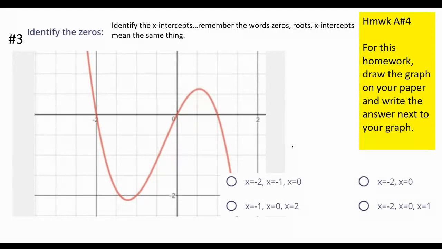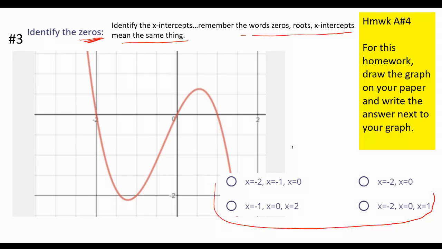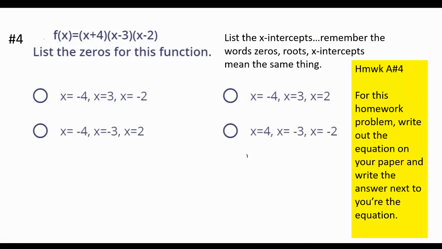This time you're identifying the x-intercepts. Now it says identify the zeros, but remember the words zeros and x-intercepts mean the same thing, okay? So for this homework, draw the graph on your paper and write the answer next to your graph. And you have 4 choices down here. Which one of these 4 choices is it? Hit pause. And then the last one is number 4 right here.